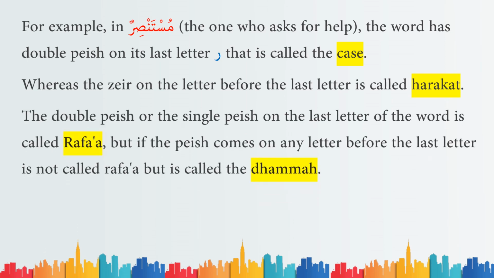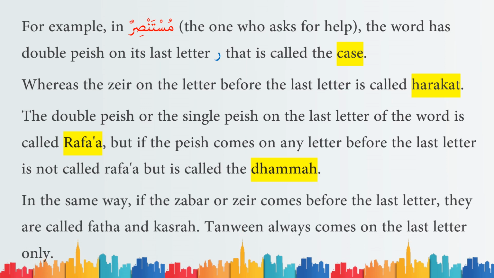The double pesh or the single pesh on the last letter of the word is called rafa, but if the pesh comes on any letter before the last letter, it is not called rafa but is called dhamma. In the same way, if the zabar or zair comes before the last letter, they are called fatha and kasra. Tanween always comes on the last letter only.